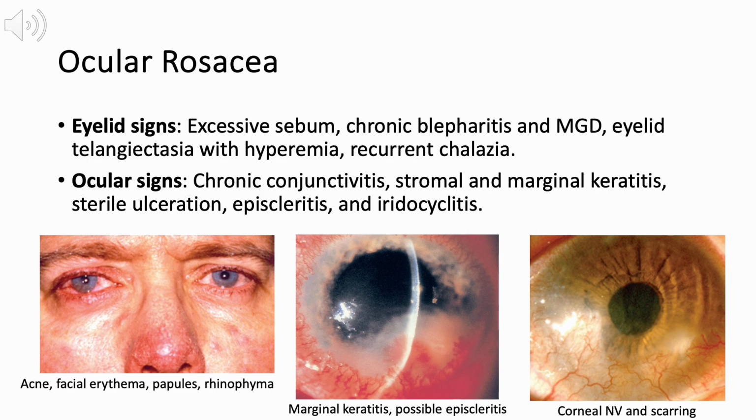These symptoms reflect the inflammatory nature of the condition and its potential to cause significant ocular discomfort and visual impairment if not appropriately managed. The accompanying images illustrate classic features of ocular rosacea. The first photo shows facial involvement with acne, erythema, papules, and rhinophyma. The middle image demonstrates marginal keratitis with possible episcleritis. And the third image highlights corneal neovascularization and scarring, indicative of chronic inflammation.